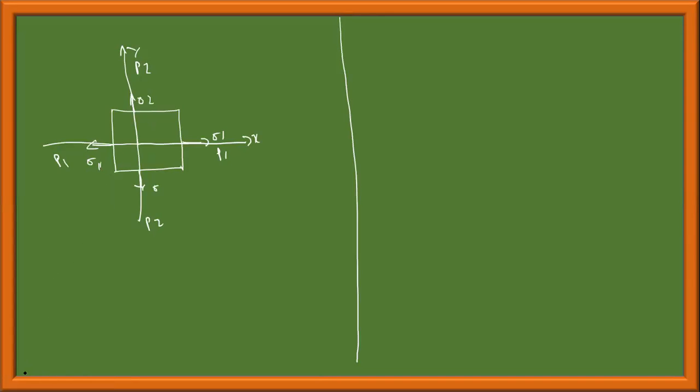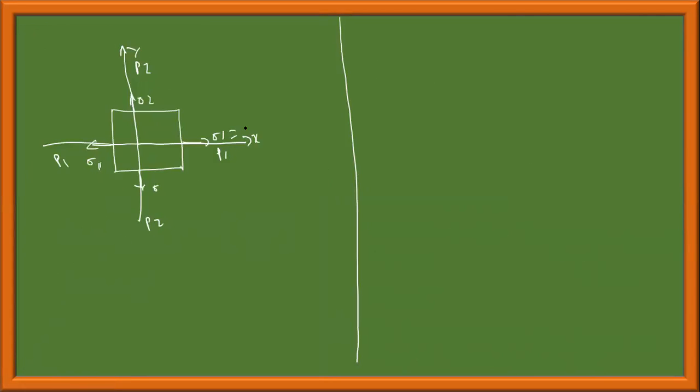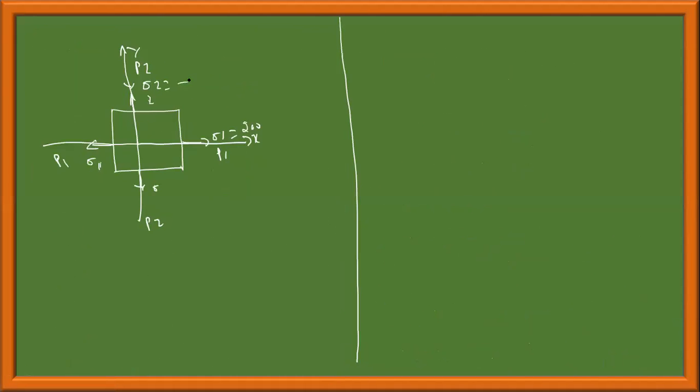What is the magnitude of sigma 1? It's 200 and minus 100. Sigma 1 is equal to 200. Sigma 2 will not be in this direction; sigma 2 will be in this direction. How much is that? Sigma 2 is equal to minus 100. Sigma 1 is equal to 200. This is the principal plane.